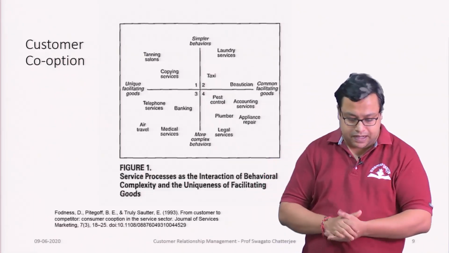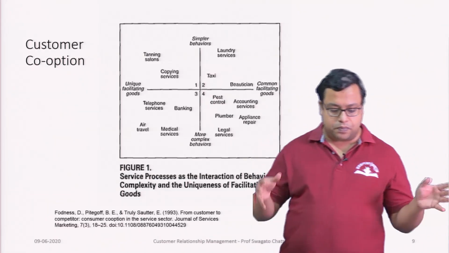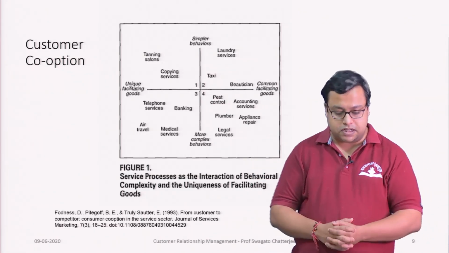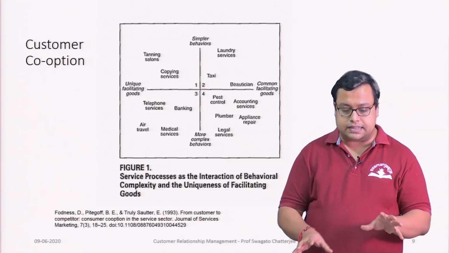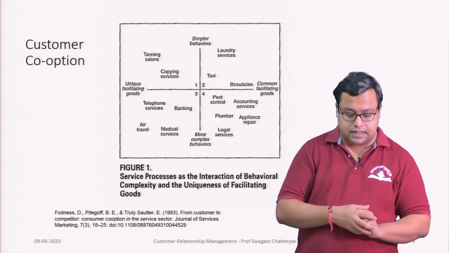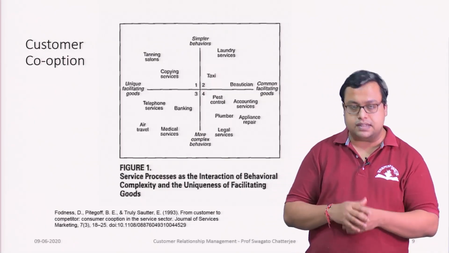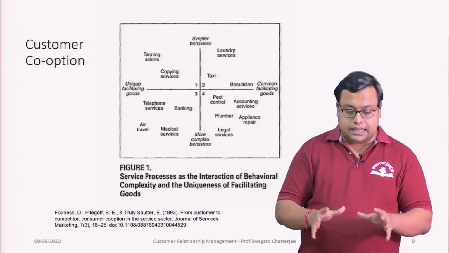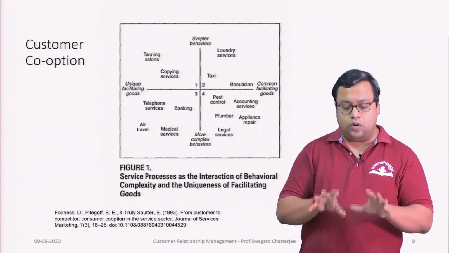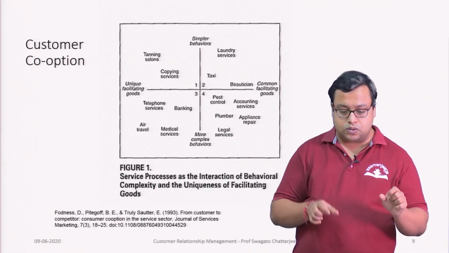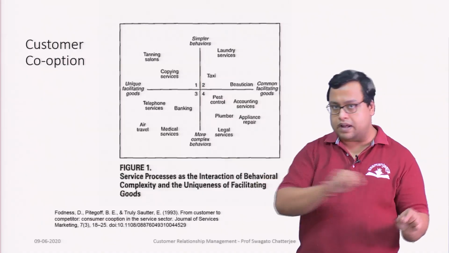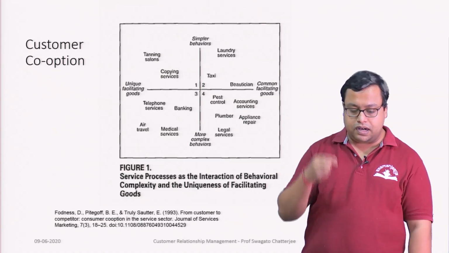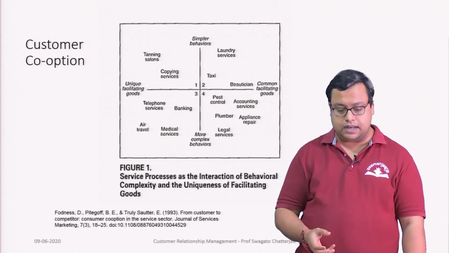Now, all these things together are called customer co-option. One of the papers that we have studied is From Customer to Competitor: how consumer co-option in the service sector can be created. In this paper, Professor Fordness et al. have divided the whole service sector into common facilitating goods and unique facilitating goods on one axis, and simple behavior and more complex behavior on the other axis.